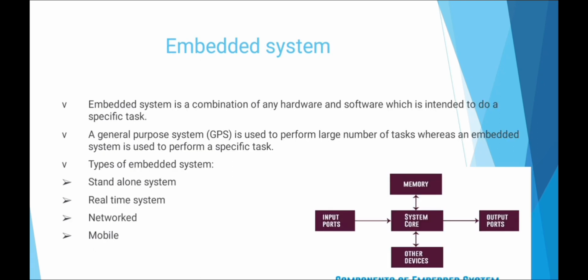Embedded system. An embedded system is a combination of hardware and software which is intended to do a specific task. A general purpose system is used to perform a large number of tasks, whereas an embedded system is used to perform a specific task. Types of embedded system: standalone system, real-time system, networked, mobile.